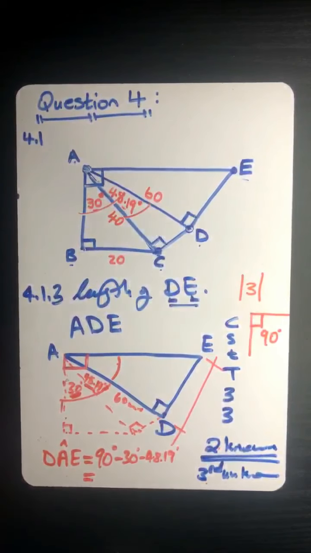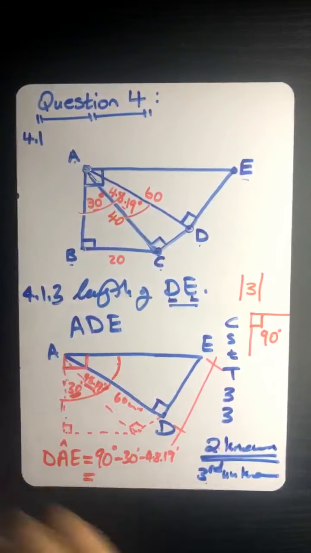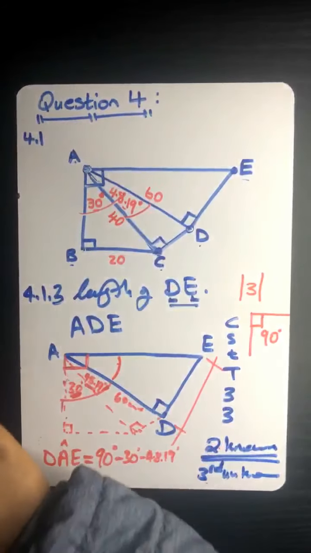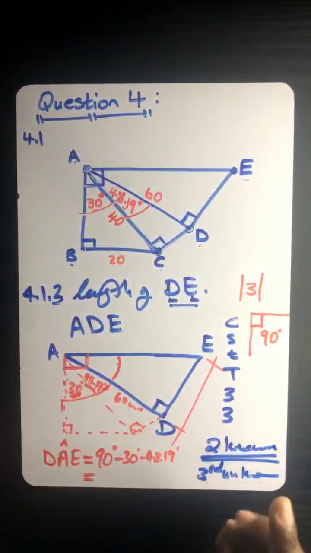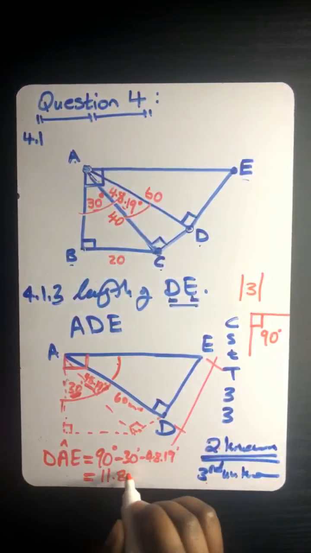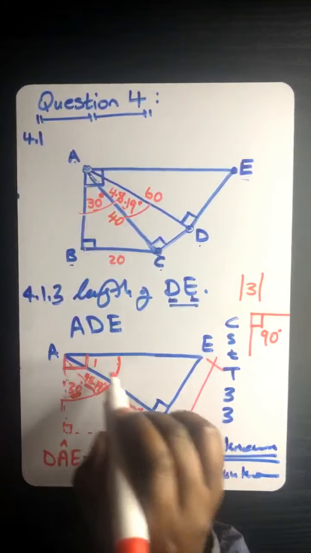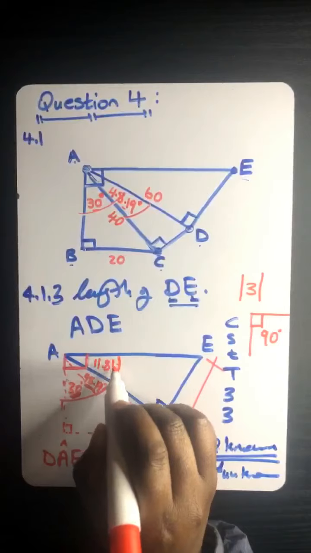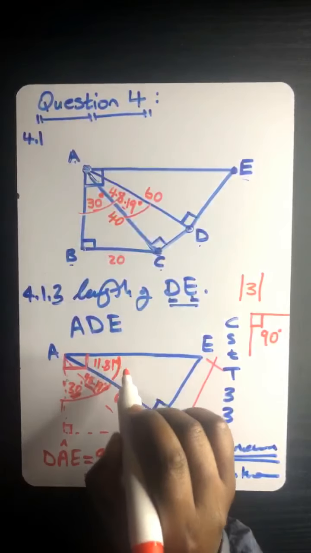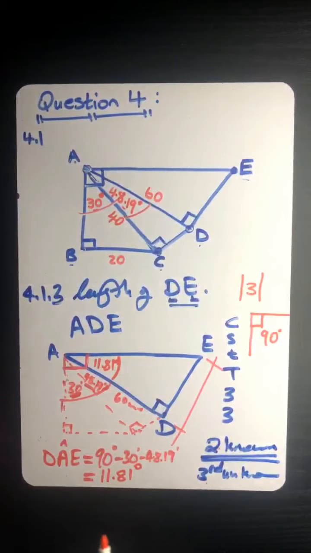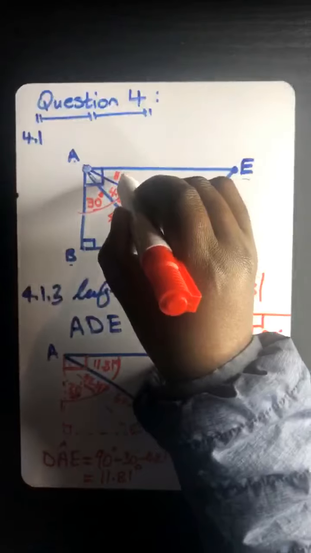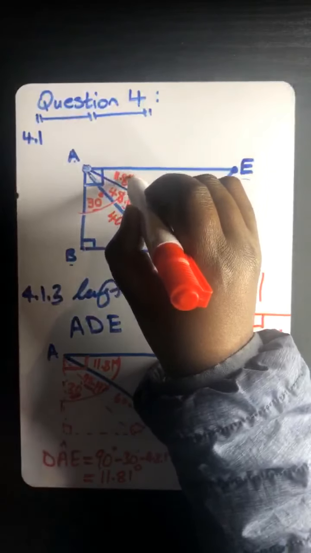Nothing is happening, Lisa. Say 90 minus 30 minus 48.19. What is happening there, Lisa? I got 11.81. Yes, 11.81. Remember, degrees. Why degrees? Because it's an angle. Very, very important, Lisa. Don't worry, Lisa. That means there is 11.81 degrees.